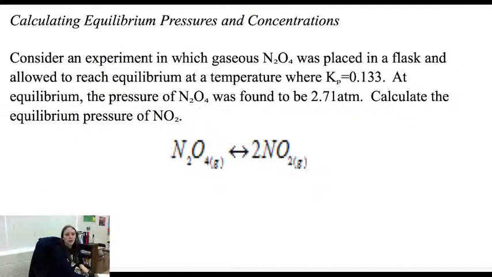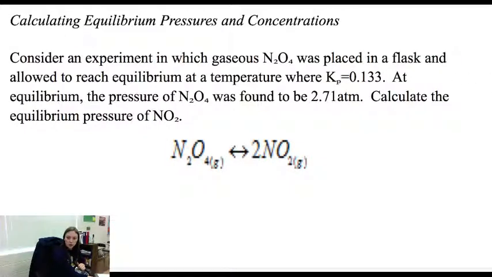Okay, so now we're going to calculate equilibrium pressures and concentrations. And the first problem here is going to be a little bit easier because it says, consider an experiment in which gas N2O4 is placed in a flask and allowed to reach equilibrium at a temperature where Kp is equal to 0.133. At equilibrium, the pressure of N2O4 is found to be 2.71 atmospheres. Calculate the equilibrium pressure of NO2.